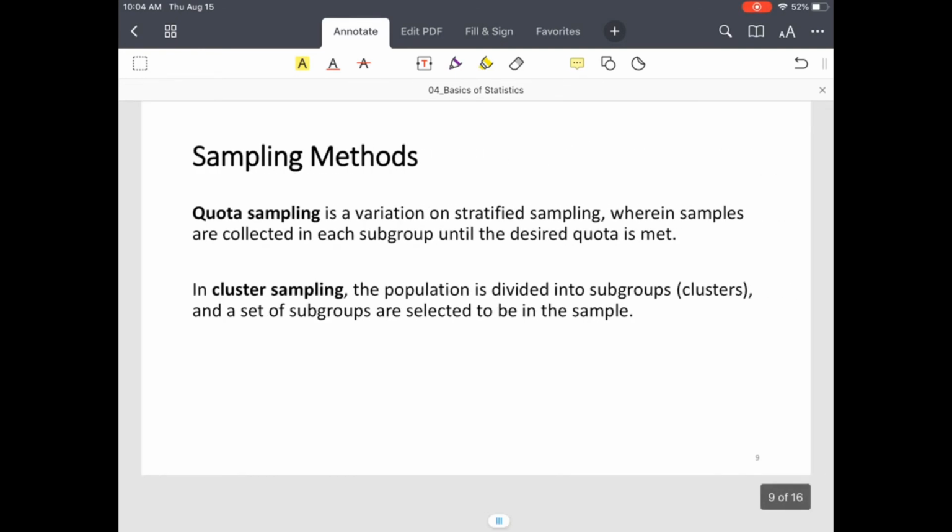You've got a quota, which means you might have so many subgroups, but you want so many people out of each subgroup. That's a quota. So let's say I've got males and females, and I want 25 of each. My quota is 25 males, 25 females, okay? So you keep sampling until you reach that quota. A cluster is where you're taking samples from like sets of subgroups.